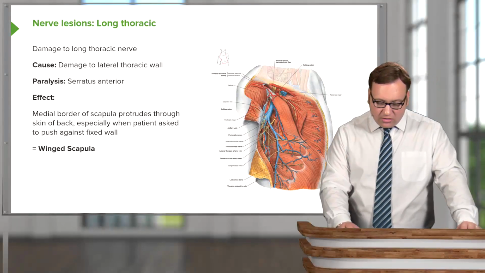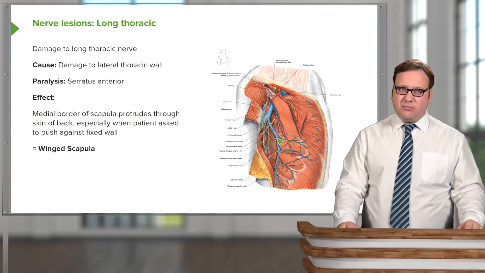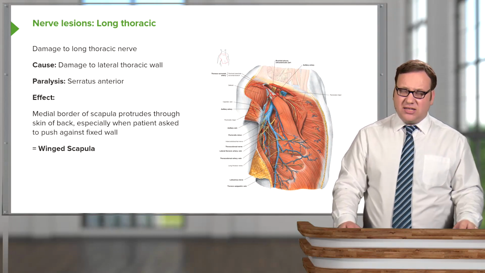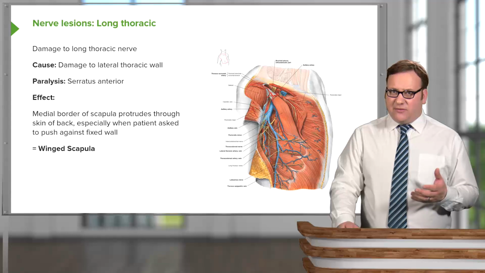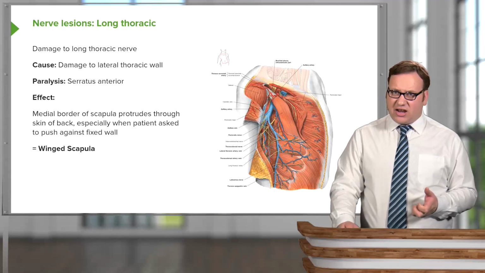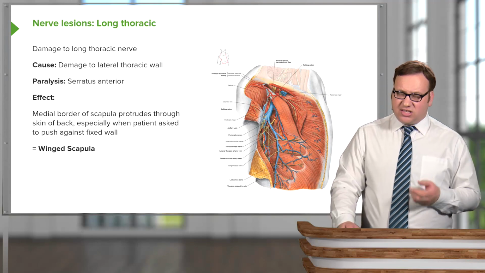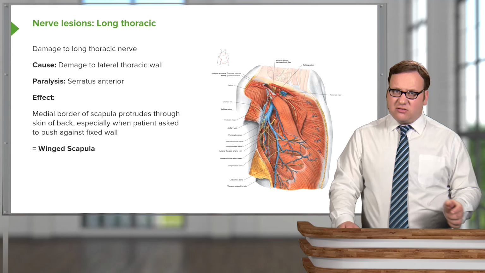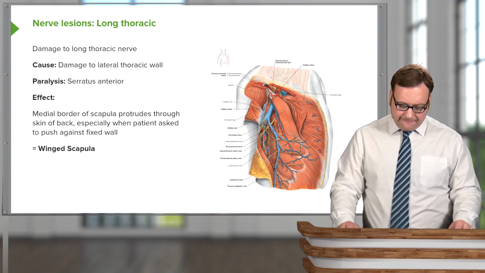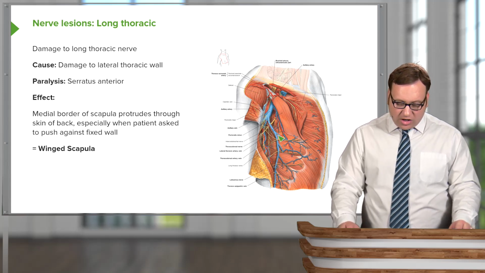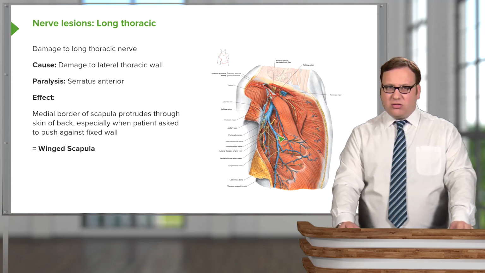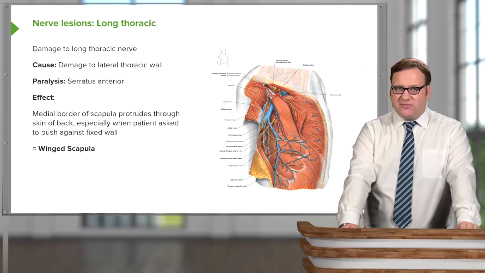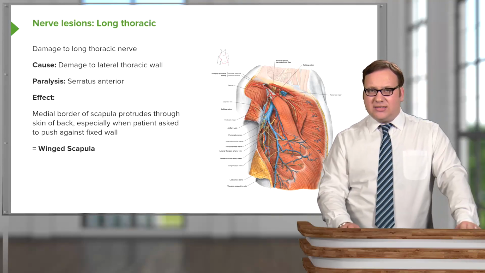So damage to the long thoracic nerve that's coming from the brachial plexus can be due to damage to the lateral thoracic wall. This can be due to a fight, or it could be due to surgery on the lateral aspect of the chest wall. If there's surgery on the breast, or if there's removal of lymph nodes in this region, then the long thoracic nerve could be damaged. The effect is that the medial border of the scapula would protrude through the skin, especially when the patient is asked to push against a fixed wall, and this is known as winged scapula.